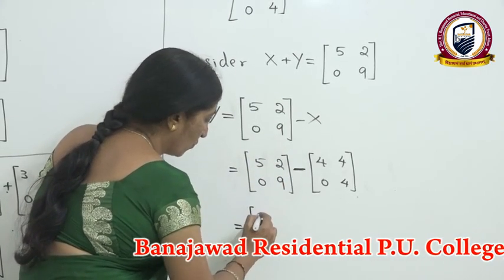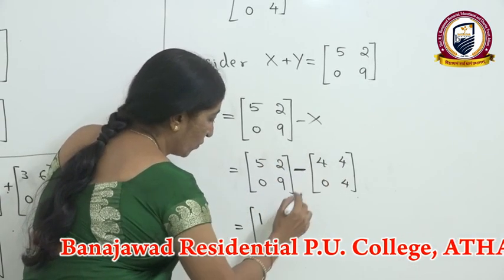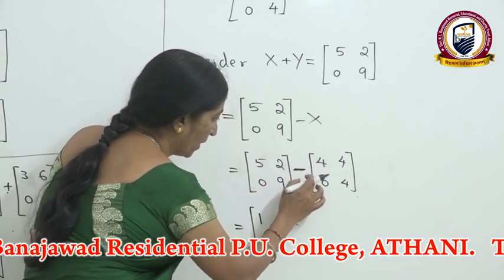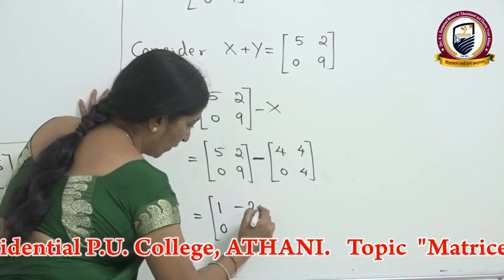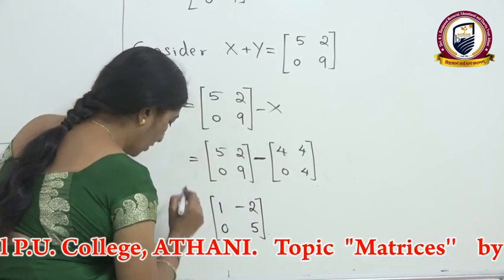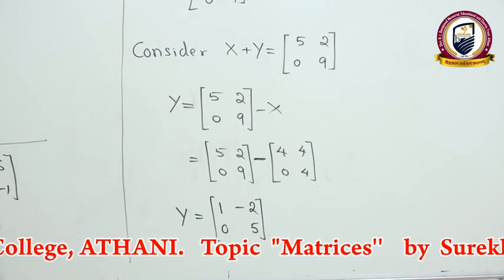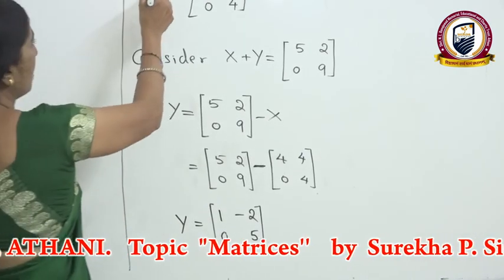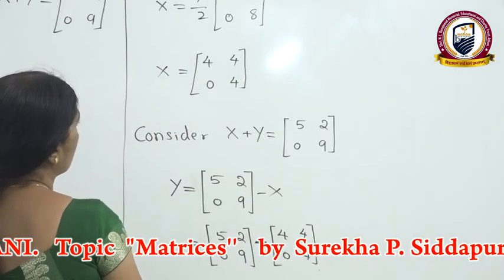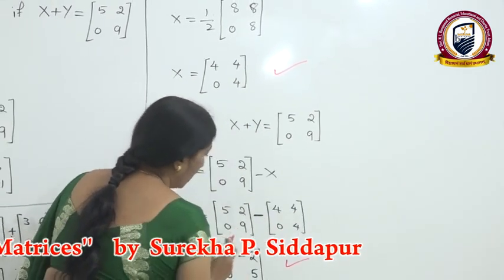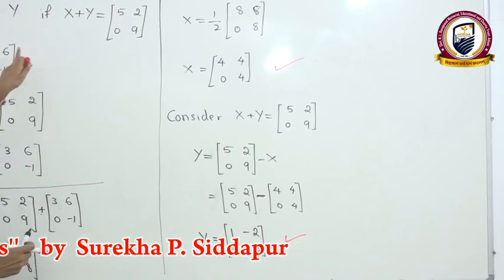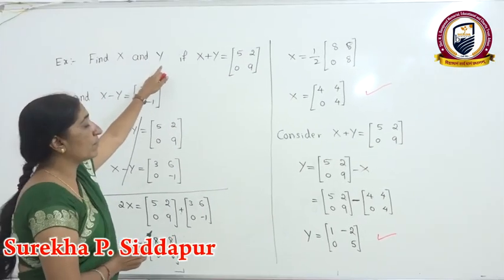After that, just go for the corresponding subtraction for Y, because in the middle we have a minus. 5 minus 4, 1. 2 minus 4, minus 2. 0 minus 0, yes, 0. 9 minus 4, that is 5. So this is Y. That means, students, we calculated X. What is the X matrix? The matrix X is this one. And the matrix Y is this one. Like this, with the 2 simultaneous equations, we are finding the matrices X and Y.